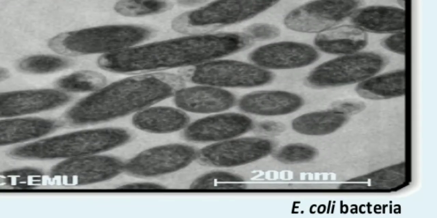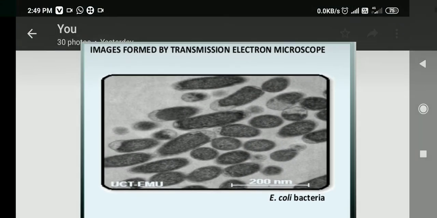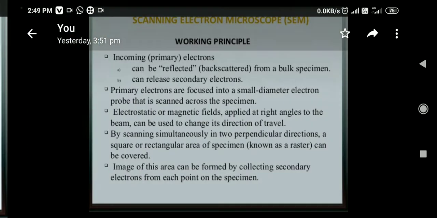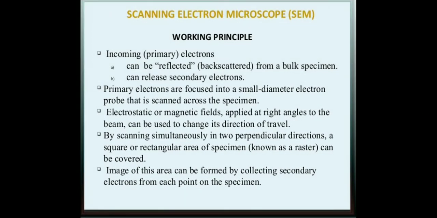Now, this is the image taken by transmission electron microscope, which is of E. coli, but this image is black and white. Now, scanning electron microscope, that is SEM.